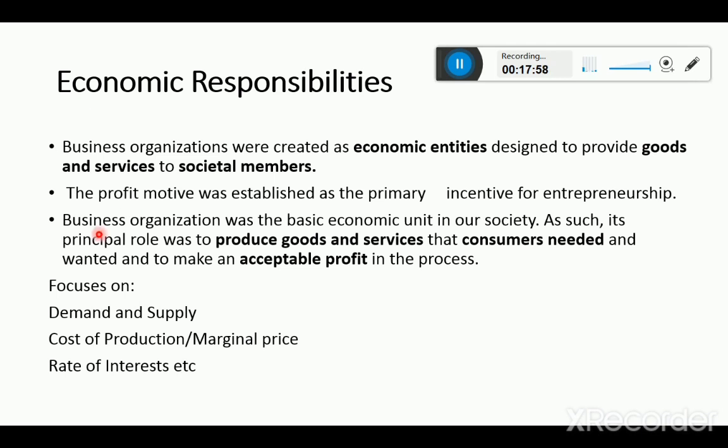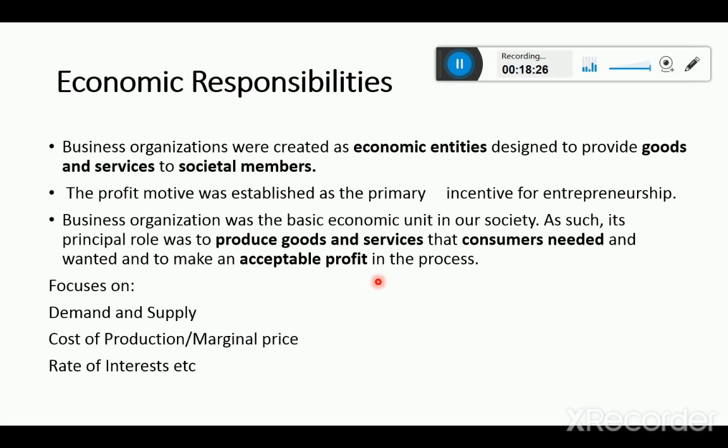Second thing: the business organization was the basic economic unit in our society. As such, its principal role was to produce goods and services that customers needed and wanted, and to make an acceptable profit in the process. So the first economic responsibility is that organizations and businesses are in the market because their first primary intention is that they are economic entities.